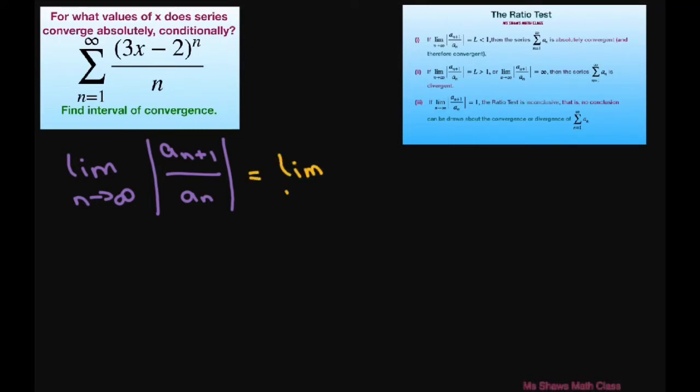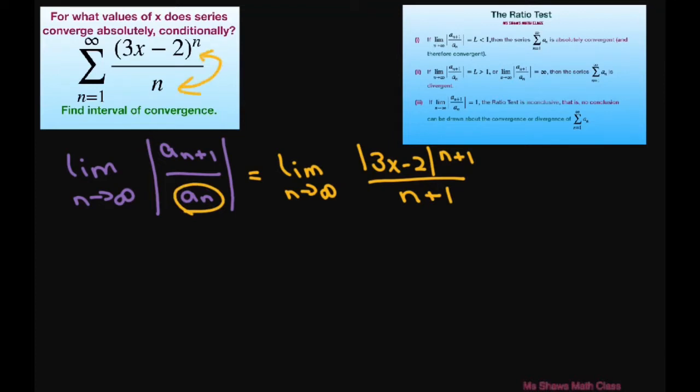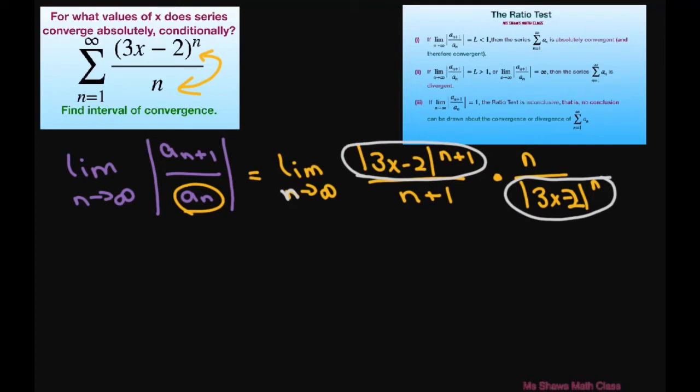the limit as n approaches infinity of the absolute value of (3x minus 2) to the power of n plus 1 divided by n plus 1. We're dividing by a sub n, so we're just going to multiply by the reciprocal. So this is going to be times n divided by the absolute value of (3x minus 2) to the power of n. Now, simplifying this, remember, we're looking at n. When you divide these two, you're just going to get the absolute value of 3x minus 2.